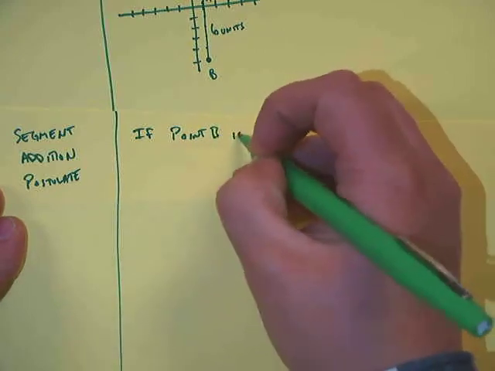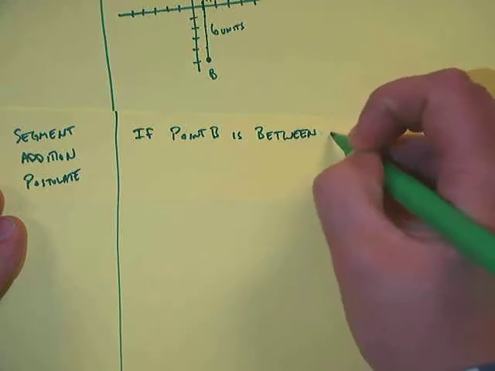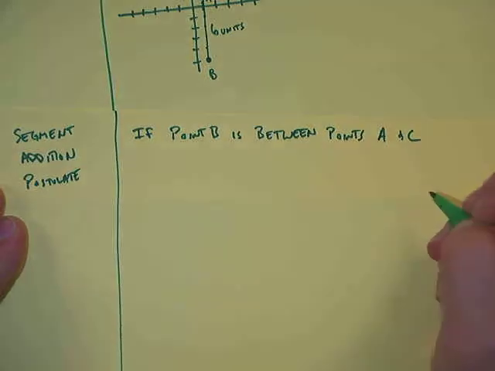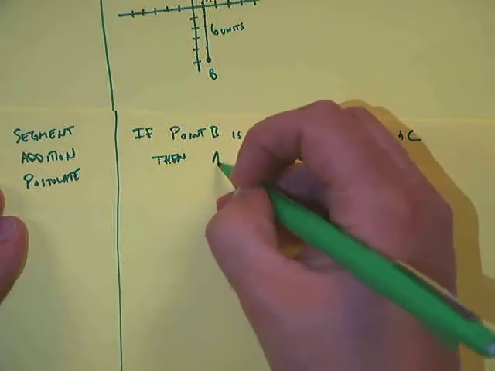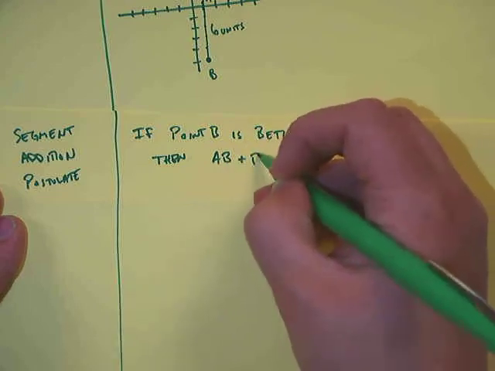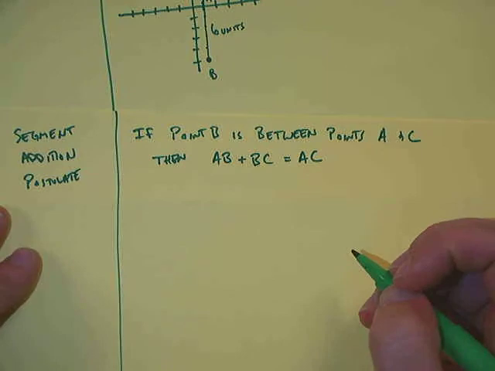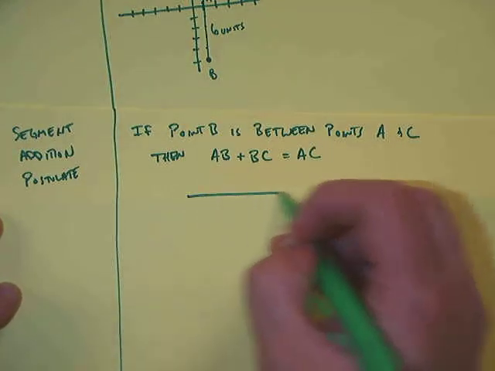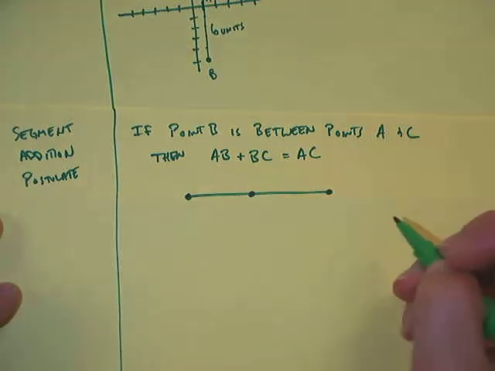So the idea of the segment addition postulate, or the formal statement of it, is if point B is between points A and C, then AB plus BC equals AC.